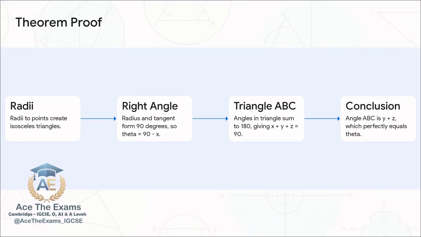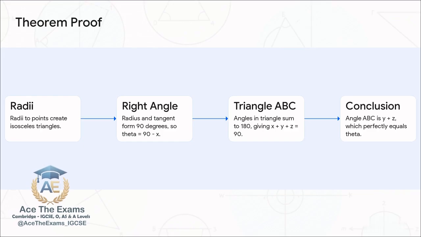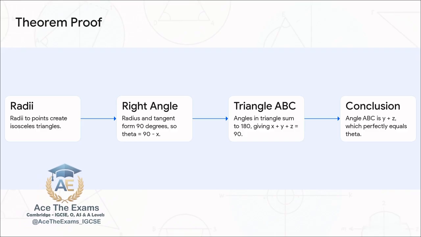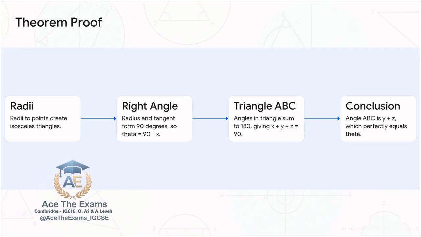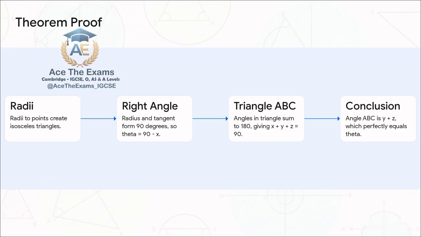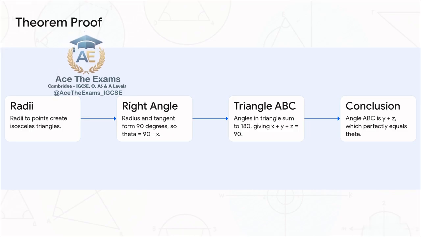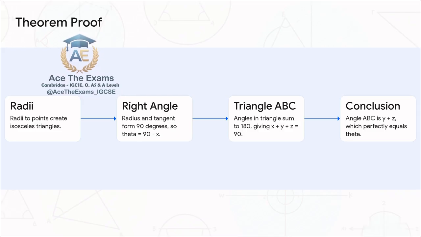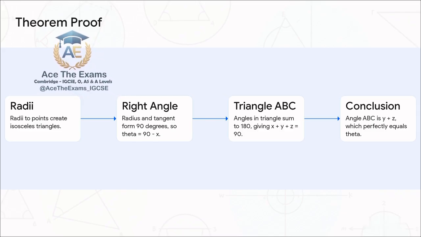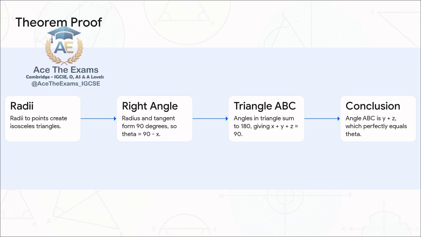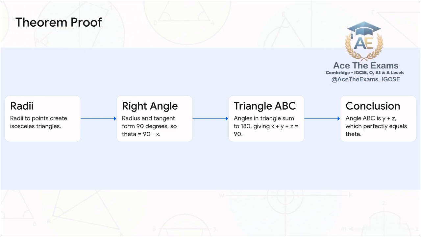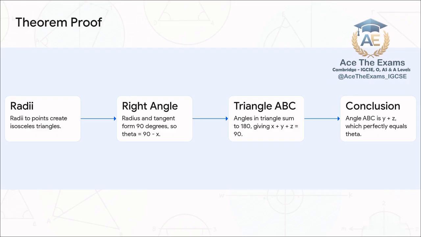If we draw radii from the center point O out to our triangle ABC, we magically create three smaller isosceles triangles. Now remember, the angle between a radius and a tangent is always a perfect 90 degrees. So our target angle theta is just 90 minus this little interior angle x. Now looking at the big triangle ABC, all its internal angles, 2x plus 2y plus 2z, have to equal 180. Cut everything in half and you get x plus y plus z equals 90.